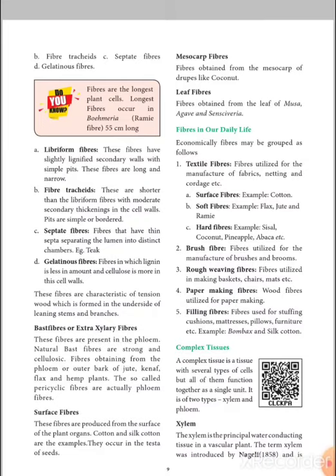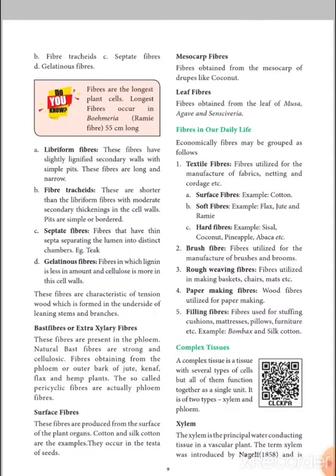These are further divided into surface fibers. Example of surface fiber is cotton. Soft fibers. Examples are flax, jute, and ramie. Hard fibers. Examples are sisal, coconut, pineapple. Next one is the brush fibers. Fibers utilized for the manufacture of brushes and brooms. These types of fibers are known as the brush fibers.